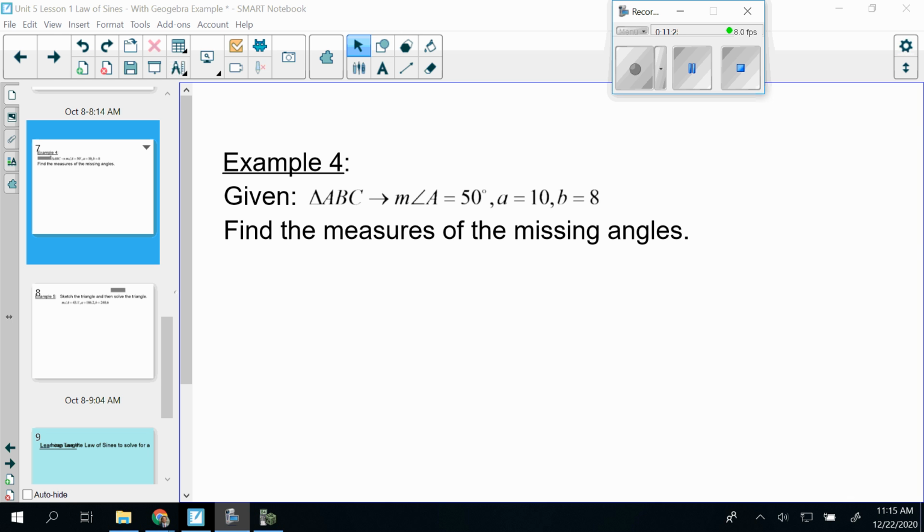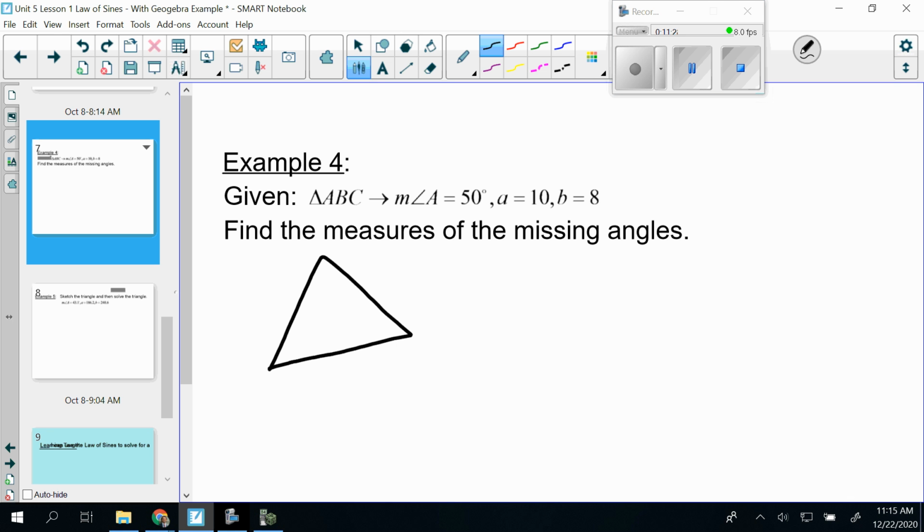We've got a triangle, call it ABC here. Again, it doesn't matter that your picture's that great, just need the information. You've got 50 degrees here. Side across is 10. We have side B across from angle B needs to be 8. Find the measures of the missing angles. So we need to find out what's angle B and angle C. In this case, angle B would have to be found first because we don't know anything about side C. So we'll start with using angle A, which is 50, and side A, which is 10.